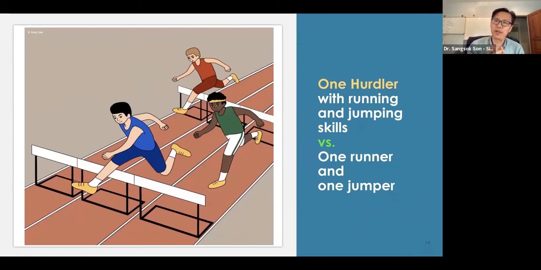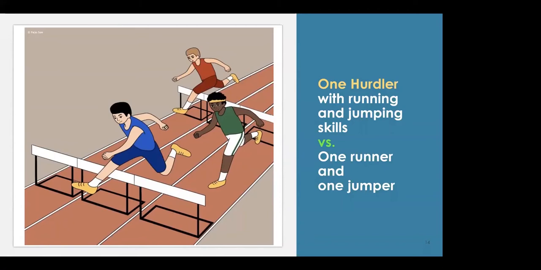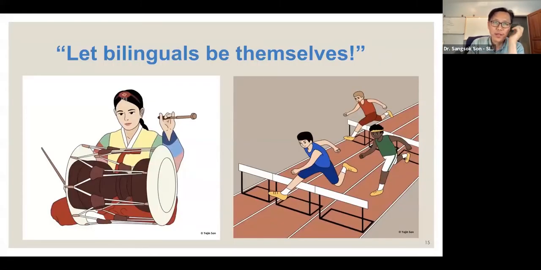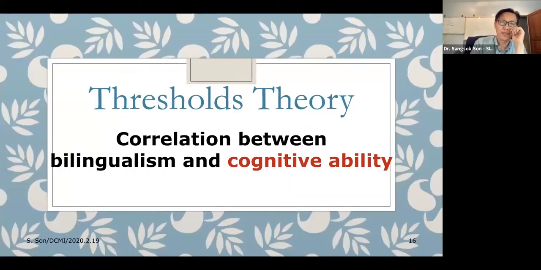If we compare the performance of a hurdler with only the running skill of a runner, this is not fair. The runner must win the game, because the hurdler cannot spend all their time and effort only on running. They are hurdlers, so they have to practice not only running, but also jumping. So we have to look at our students who are bilingual from the perspective of having the 2 language skills together. Let our bilingual students be themselves, who they are, rather than trying to look at them from a separate language perspective. Okay, so you may know the threshold theory.